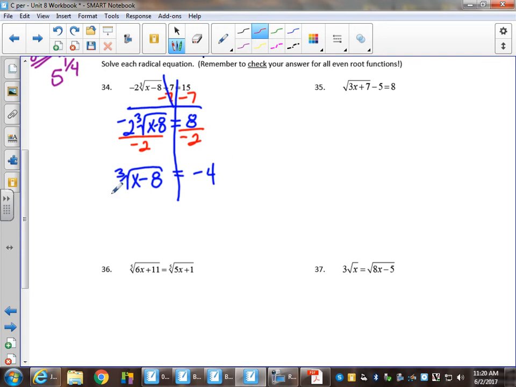Now you have to do what do we call it? Raise both sides to the third power. The third root and third power cancel, leaving what behind on the left side? The x minus 8. Good. And you get negative 64. Okay, now add 8 to both sides to get the x by itself on the left.